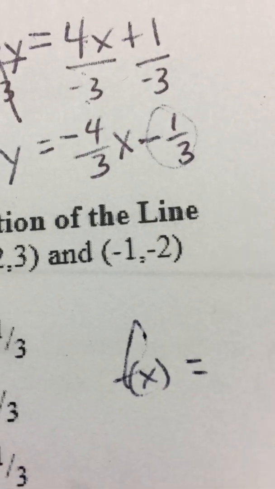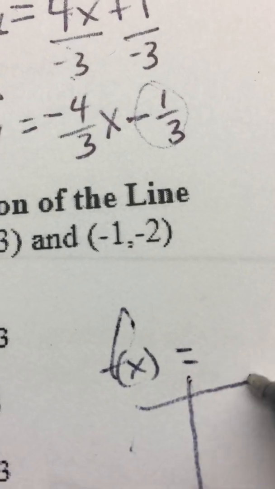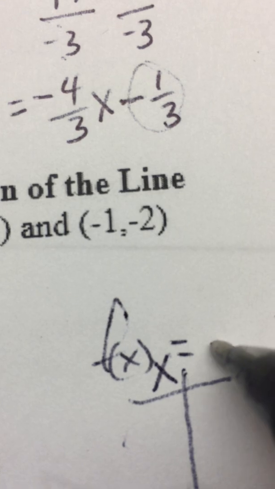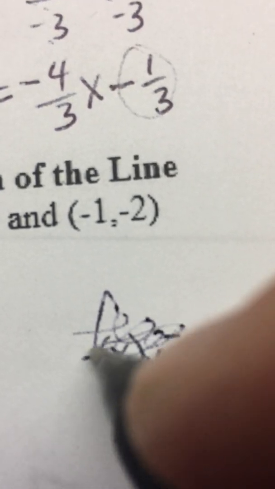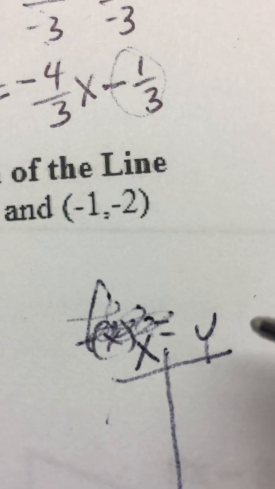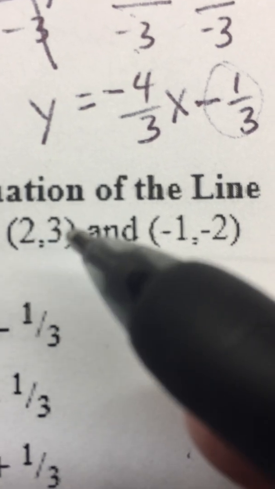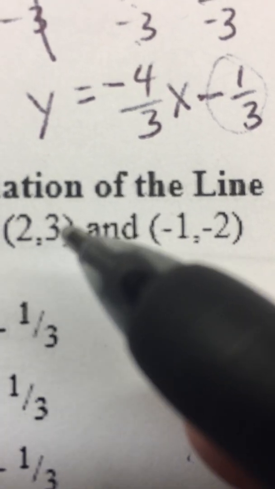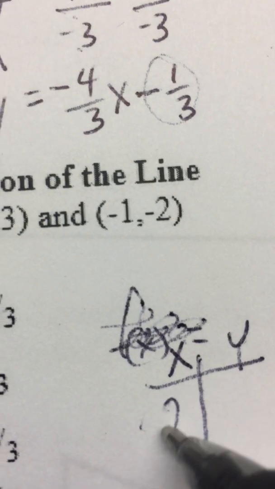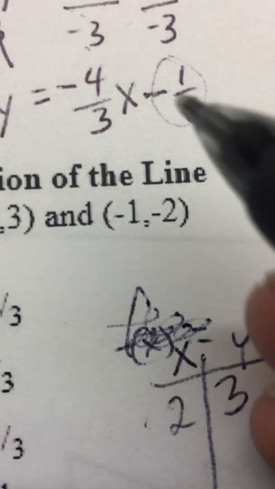Now in this table, I've got x's on the left, y's on the right. Here's my x number, there's my y number. So when x is 2, the y is 3. So (2, 3) is one of the points I'm looking for.